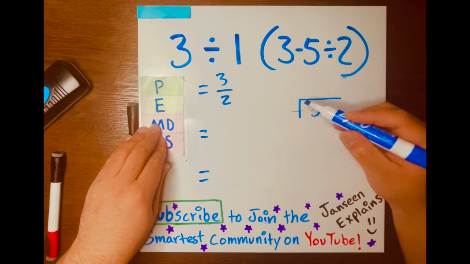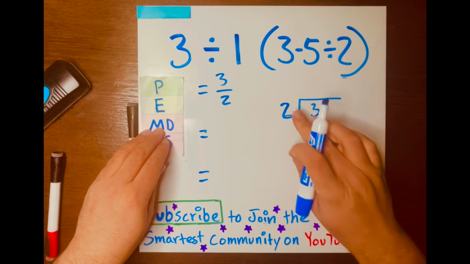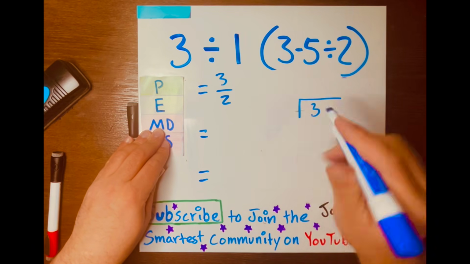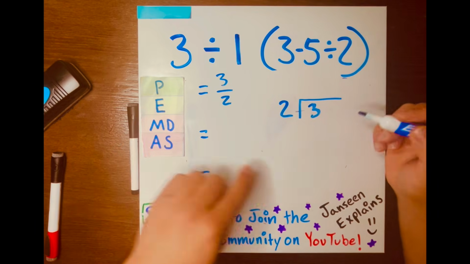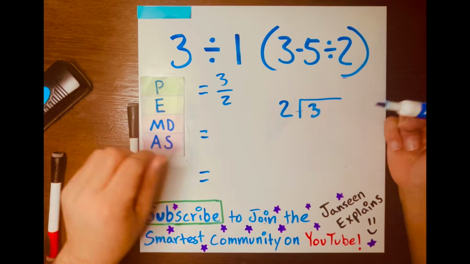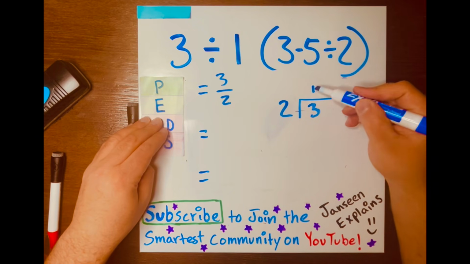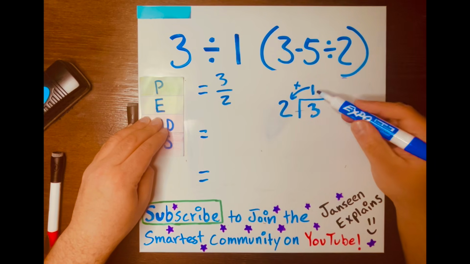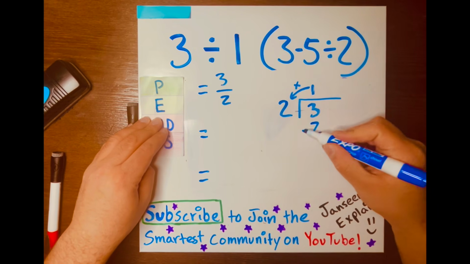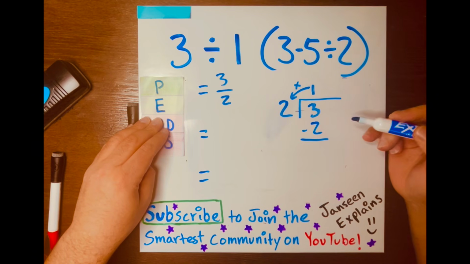That is called the dividend. And the 2 will go outside the long division symbol. That is called the divisor. There. Let me make that better. There you go. And this is the 3. Now, how many times can 2 fit into 3? 1 time. Good job. And then we multiply 1 times 2, right? So 1 times 2 is 2. And then we subtract.